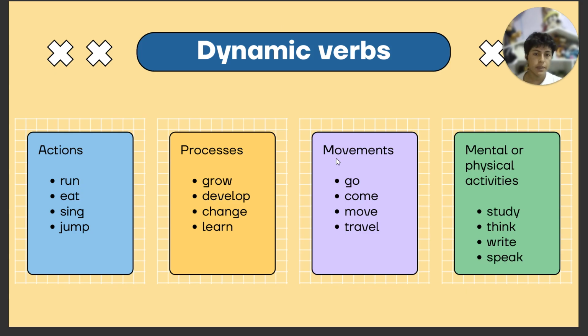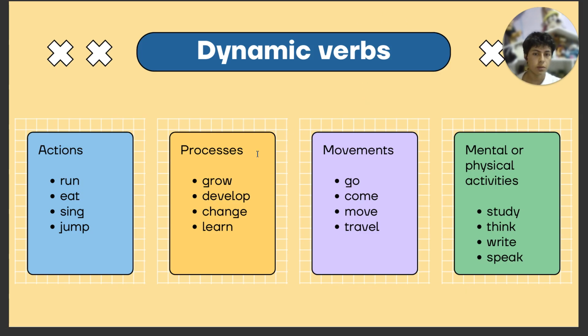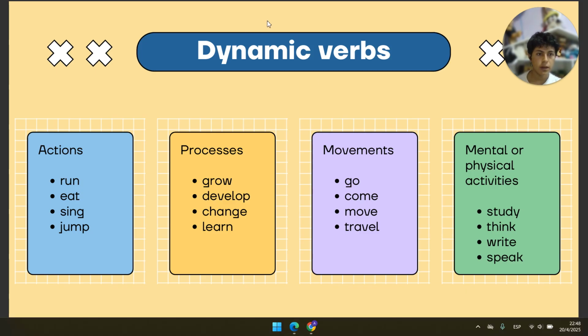First, actions. These describe activities or actions that can be performed. For example, run, eat, sing, or jump. Processes. These describe changes or developments that occur over time. For example, grow, develop, change, or learn. Movements. These describe physical movement or travel from one place to another. For example, go, come, move, or travel.